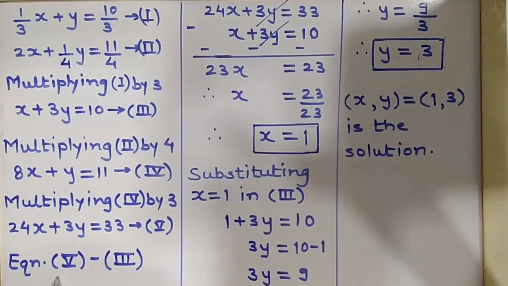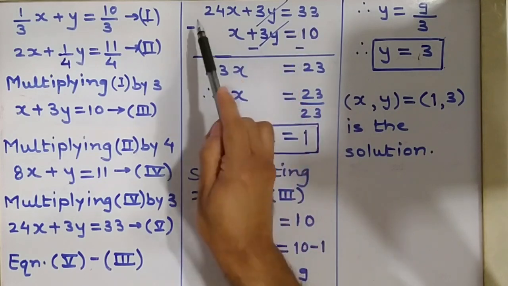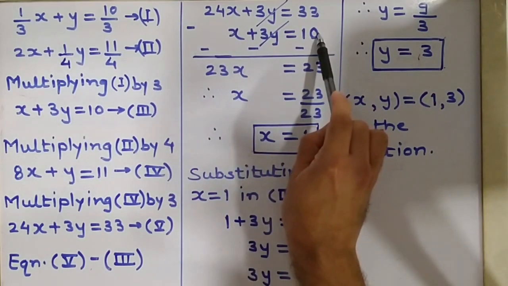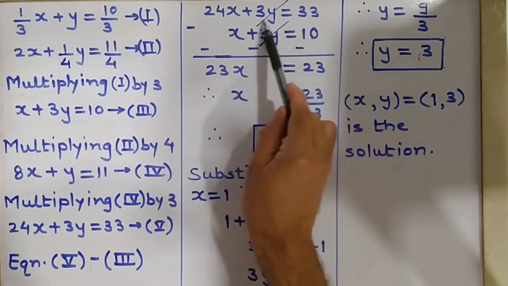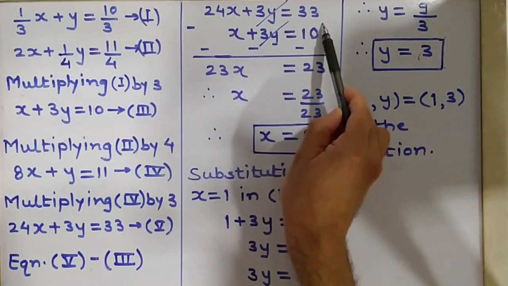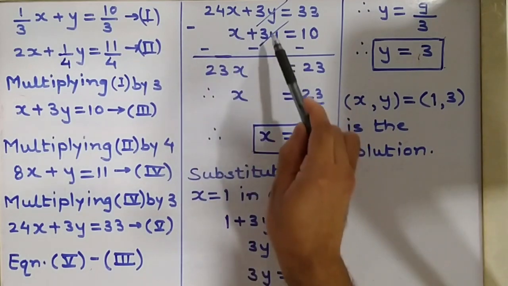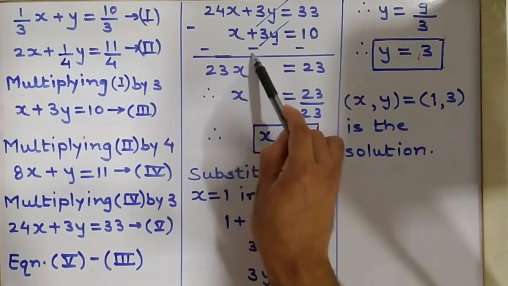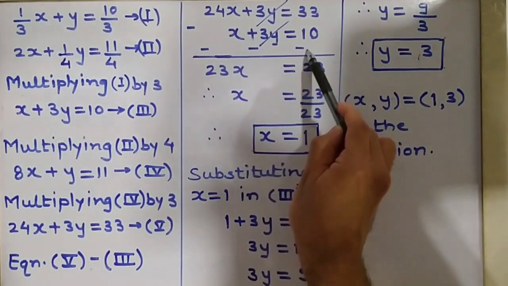Now equation number 5 minus equation number 3, we get this as 24x plus 3y is equal to 33 minus x plus 3y is equal to 10. So as we are subtracting, the signs of equation number 3 are going to get changed. So plus x का साइन बनेगा minus x, plus 3y का साइन यहाँ पे पॉजिटिव है, so सब्ट्रैक्ट करने की वजह से ये नेगेटिव हो जाएगा. This will become minus 3y, and plus 10 becomes minus 10.